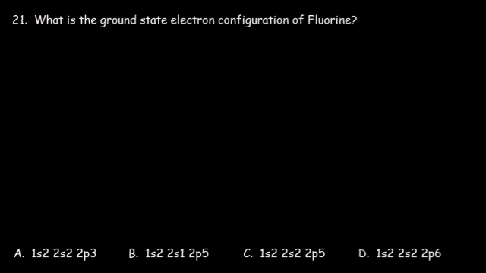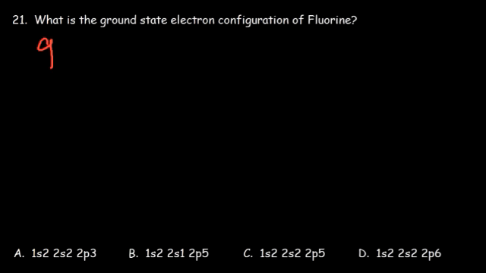Number 21, what is the ground state electron configuration of fluorine? Now, if you have a multiple choice test, the quickest way to find the right answer is to use the atomic number. The atomic number of fluorine is 9. So for the electron configuration, the exponents must add up to 9.